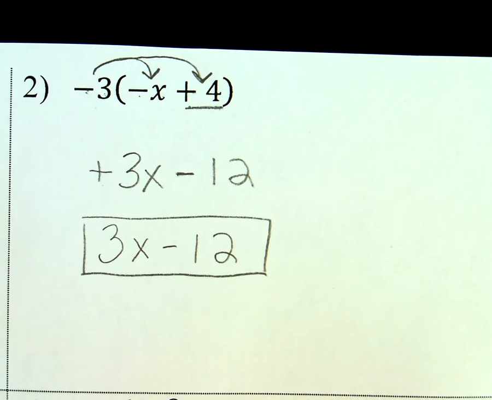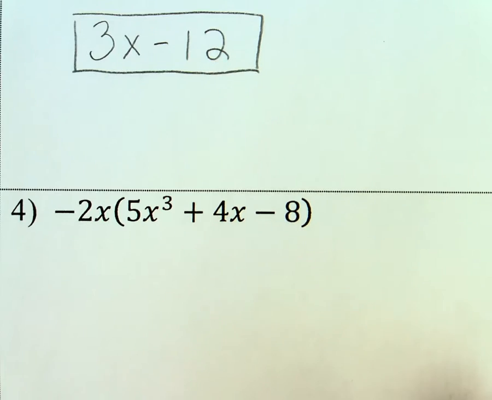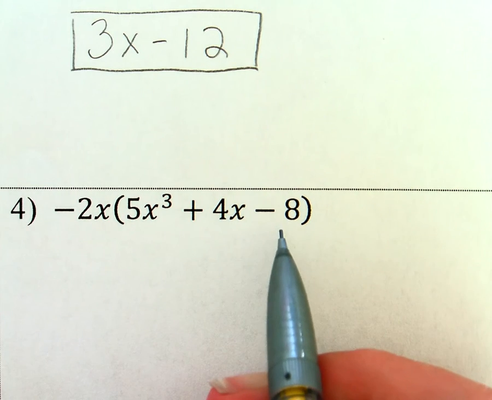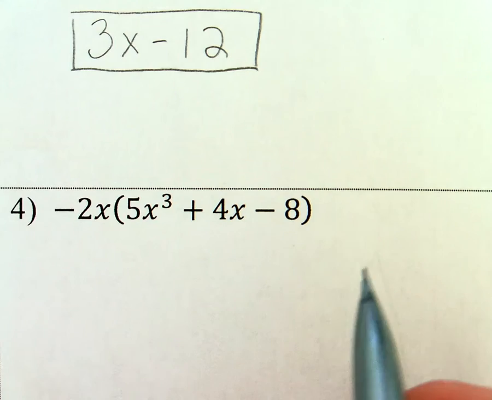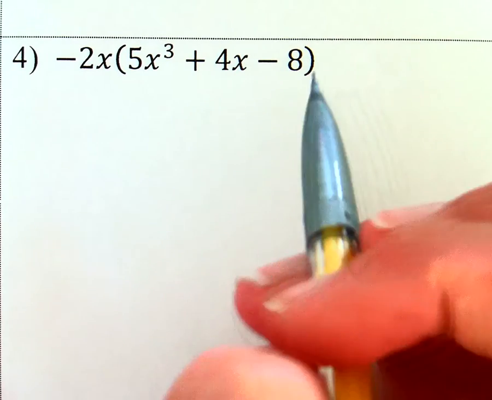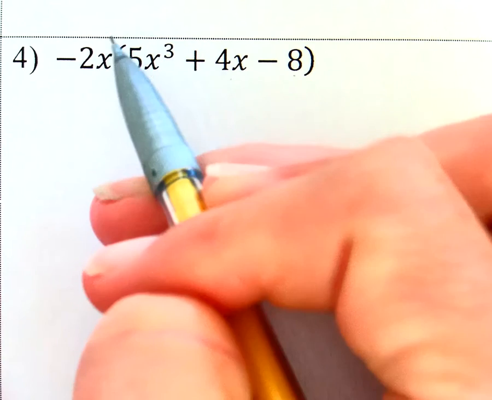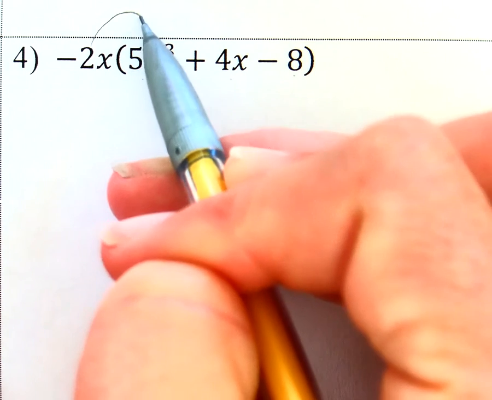Great. Let's look at something slightly more complicated. What if we take a monomial and we're distributing it over a polynomial, something with 2 or more terms? So in this case, we're going to distribute this -2x to every term inside the parentheses. So again, I'm going to draw an arrow each time I do one.